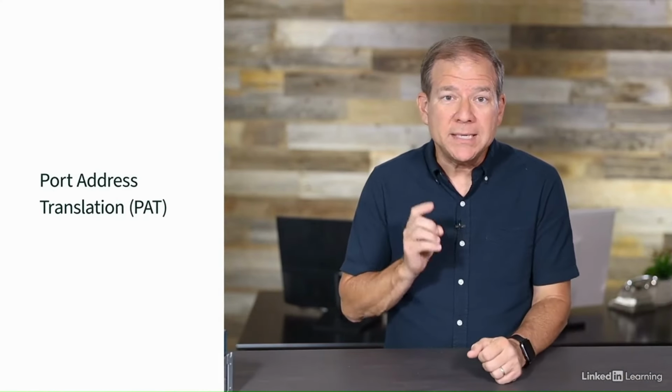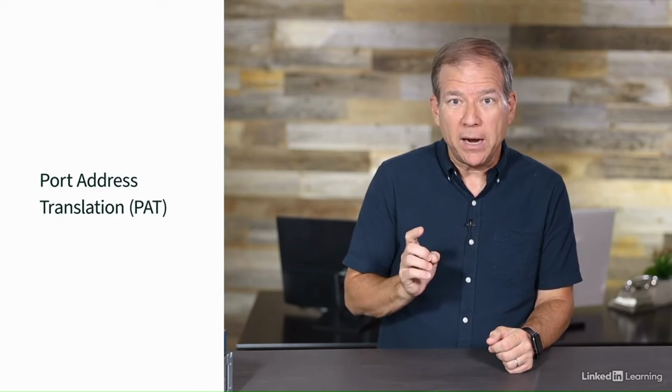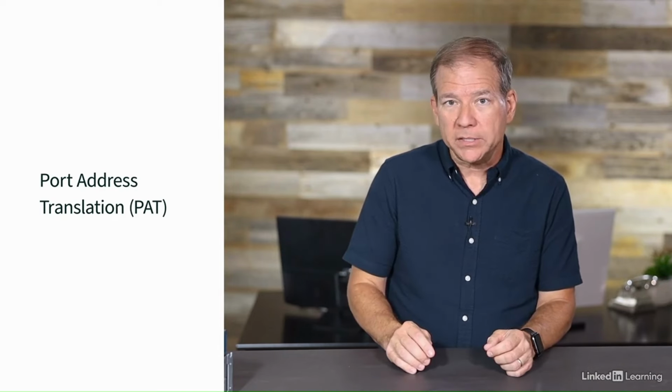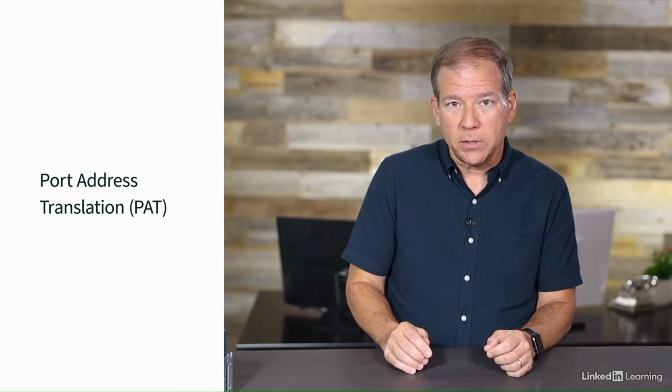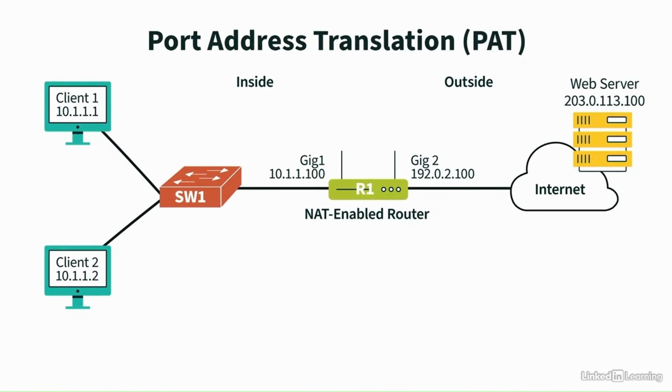However, many times we don't have that luxury of having a pool of publicly routable IP addresses. Instead, we might have only one IP address that our internet service provider gave us. Fortunately, there's a type of NAT that can let multiple inside local addresses share a single inside global address. It's called Port Address Translation, or PAT. With PAT, our challenge is, how do we let multiple inside local addresses share a single inside global address?